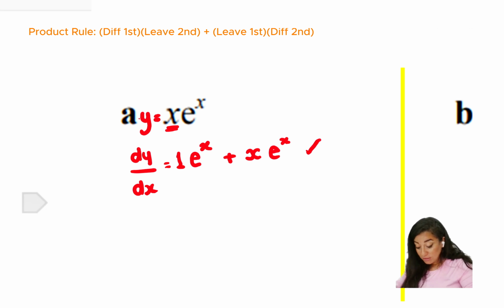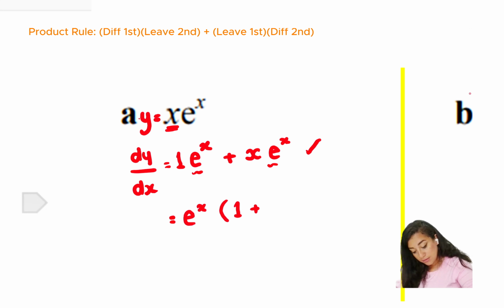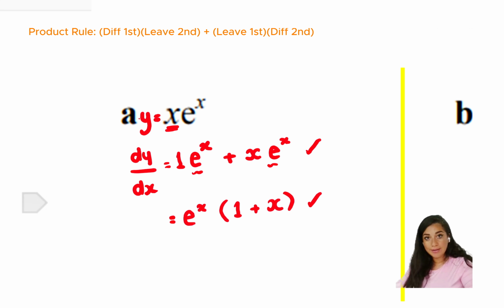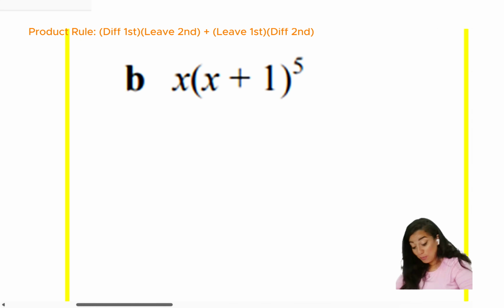Now, if you wanted to factorize, or if it says show in this form, you can simplify it even more. You can take e to the power of x as a common factor. So if I take e to the power of x, I end up with 1 plus, I've already got e to the power of x, so plus x. This is also correct. Let's move on to another one. So now we have another one.